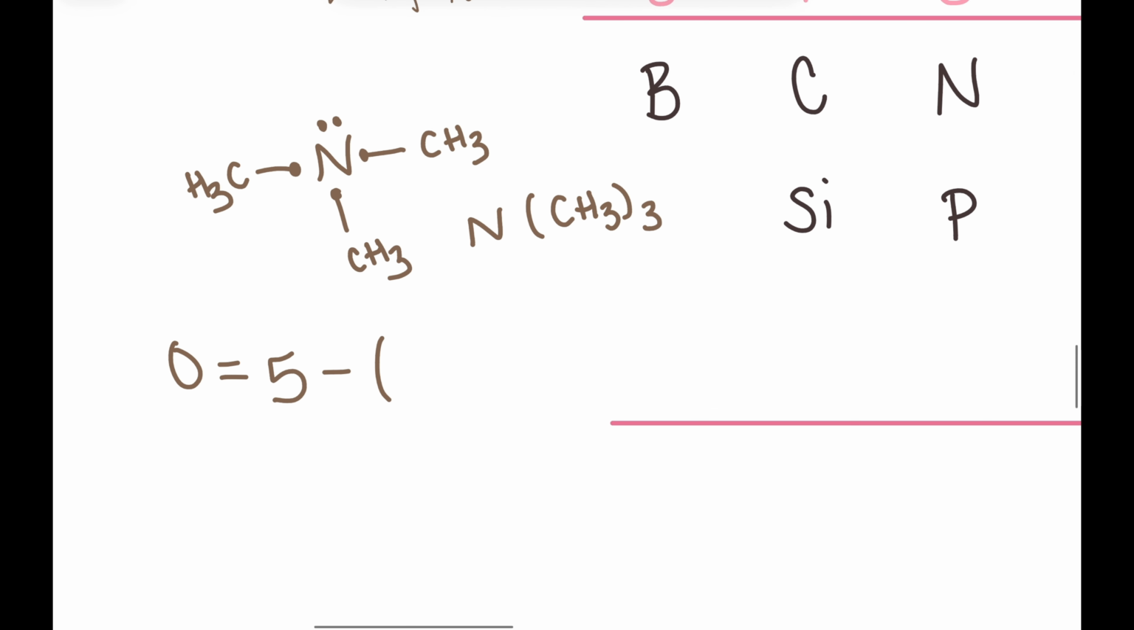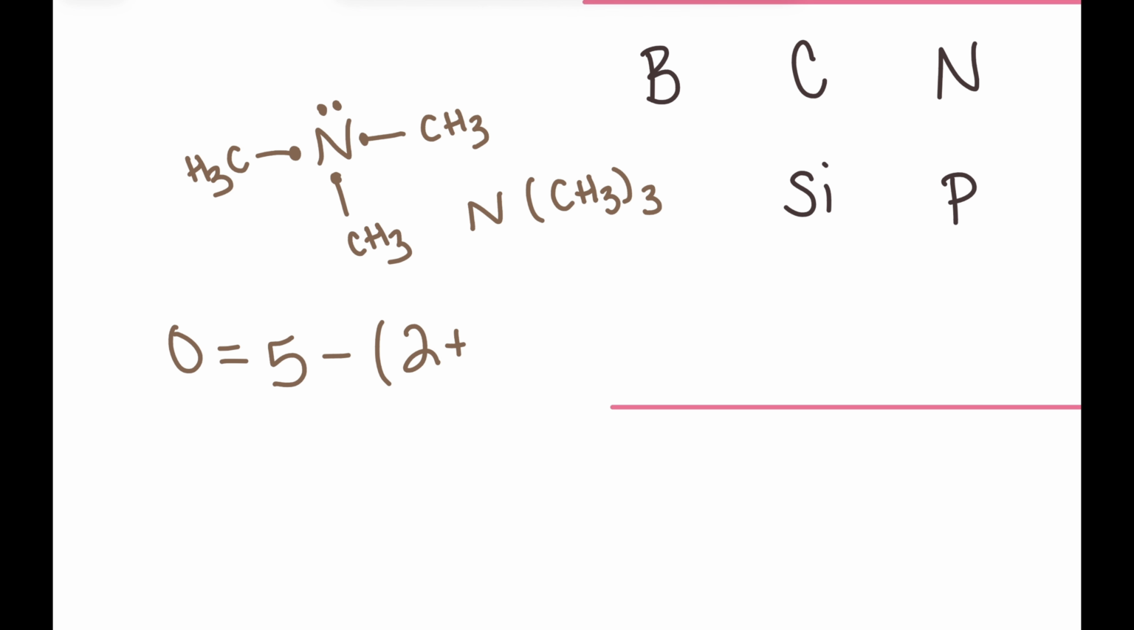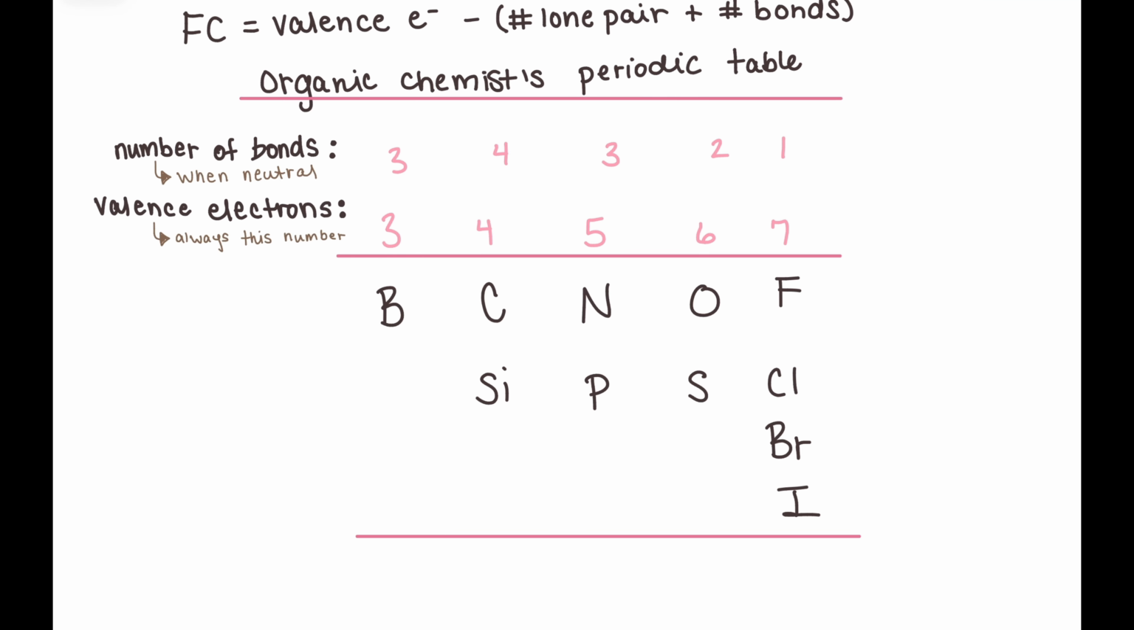Now, we subtract that from the number of lone pair electrons. Nitrogen has 2. And then we add that with the number of bonds to nitrogen. 3. 5 minus 5, 0 overall. Moving to the next column.